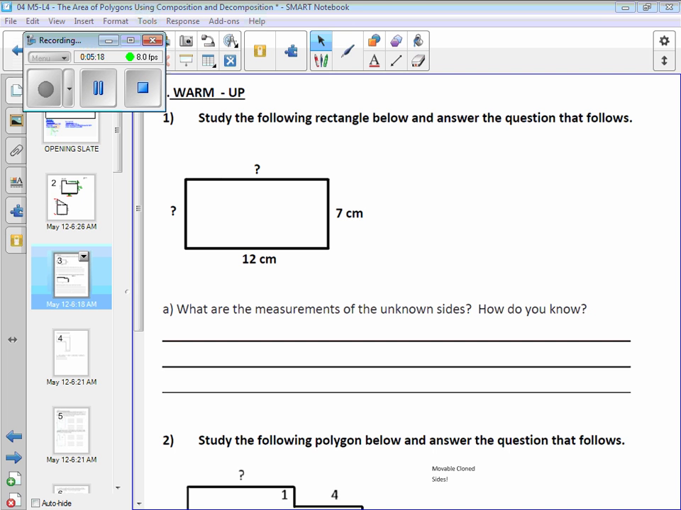The warm-up starts you off really basic. All I'm asking you to do is find the measurements of the missing sides. Let's just do it together real quick. What's the long piece? What's the short piece? At the most basic level, and it does come in handy because you're going to forget that at times, opposite sides of any rectangle are equal. Opposite sides are equal of any rectangle.